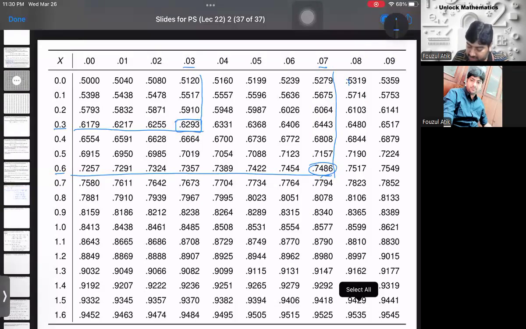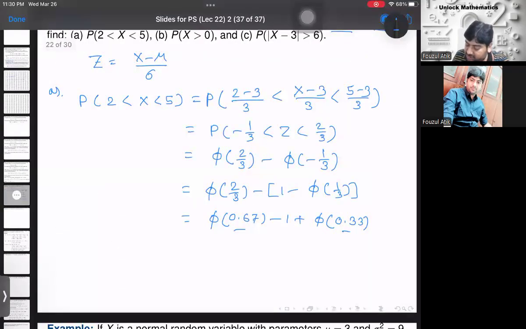So now go back to the actual problem. This value is phi of 0.67, which we already found, 0.7486, minus 1 plus phi of 0.33, which is 0.6293 from the table. After that, if you simplify it, you will get this value, 0.3779. So we got the solution of this problem.